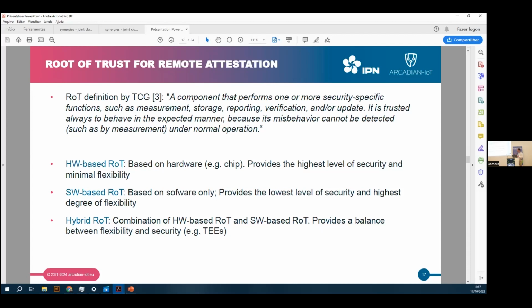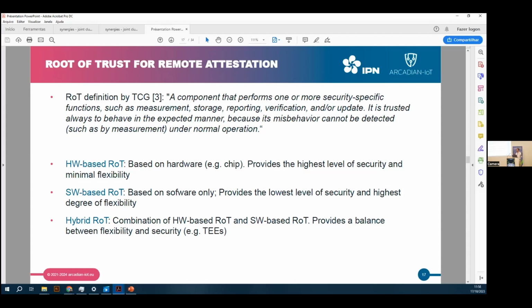So there are three main classes of roots of trust. The first one being the hardware-based root of trust, which is based on hardware, such as a chip. And given that it's hardware-based, it provides the most security guarantees. But on the other hand, it's limited in terms of flexibility, right? In order to employ such a root of trust, you really require to have the chip which enables it, right?